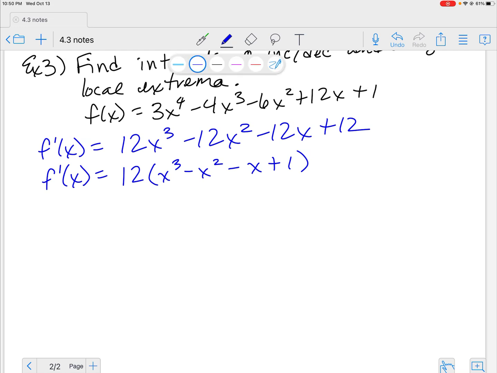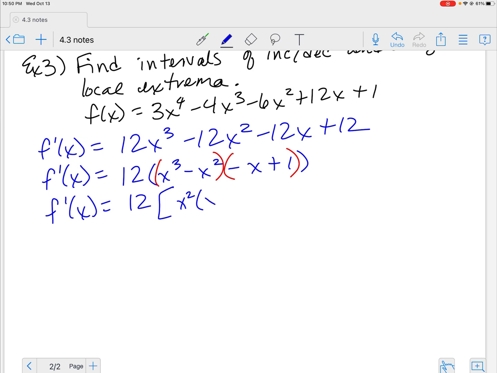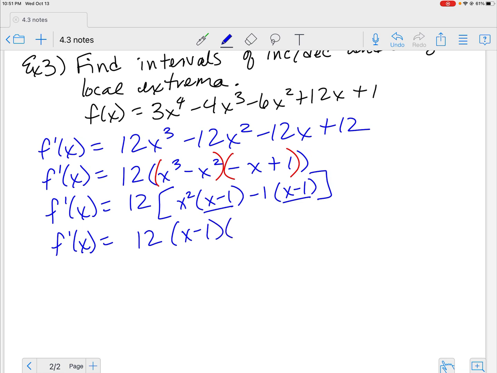All right, I've got 4 terms with nothing in common, so we're going to do some factor by grouping. Still just factoring, kicking it back to those algebra skills. I've got that 12. So I've got an x squared in common with that first term, leaving me an x minus 1. A negative 1 in common with that second term, leaving me with an x minus 1. Remember, the whole point of factor by grouping is that you get the same thing in parentheses. So I actually end up with x minus 1 and an x squared minus 1. Because you take this x minus 1 and factor it out from both, and I'm left with x squared minus 1.